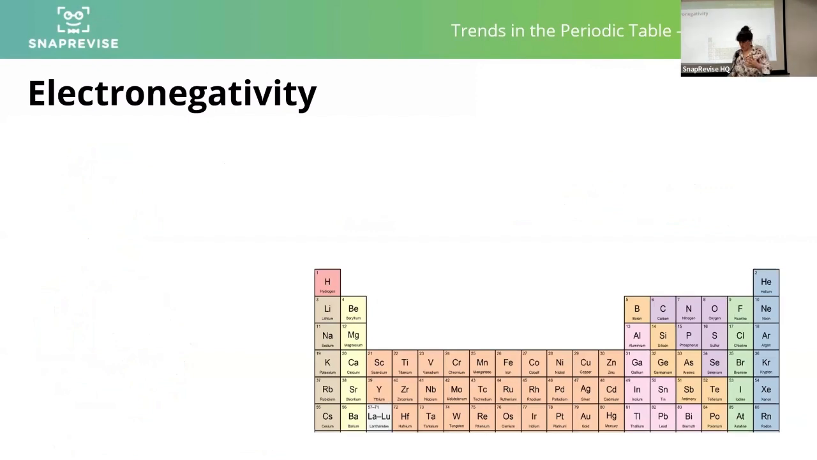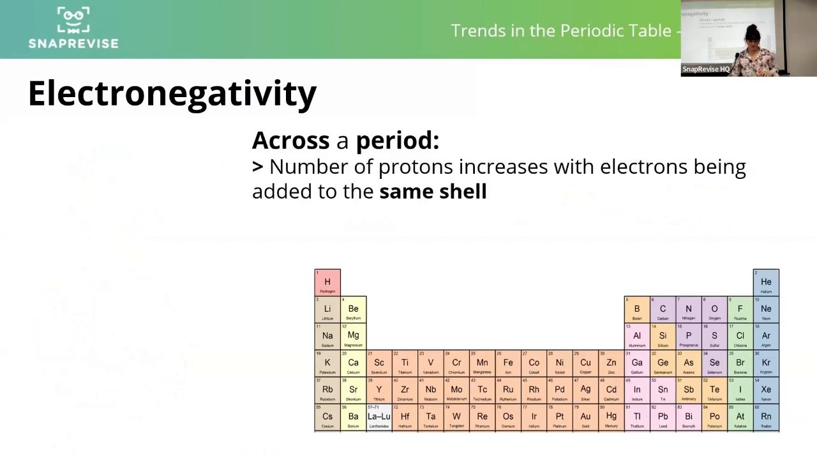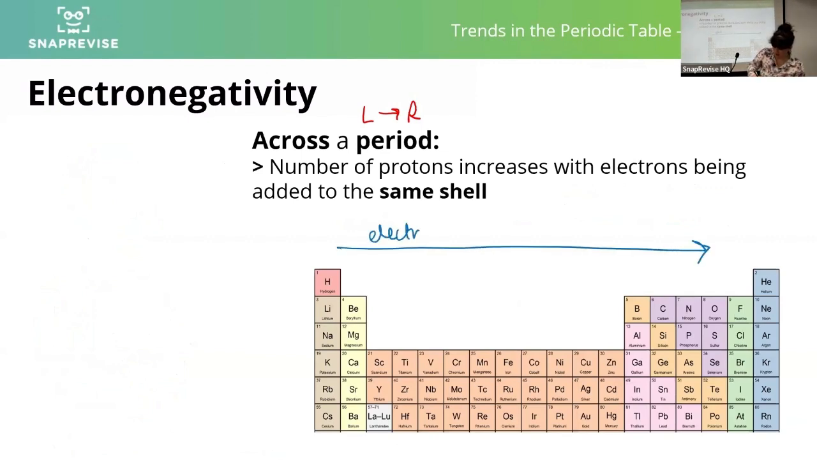As you go across a period from left to right, again, I'm just going to show that I mean from left to right. I'm trying to keep it consistent. The number of protons increases, electrons being added to the same shell, and that means electronegativity increases. Electronegativity increases across a period from left to right.